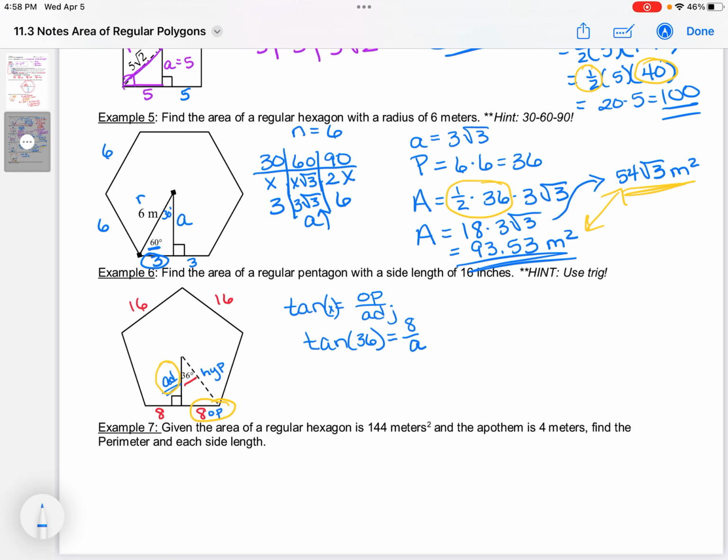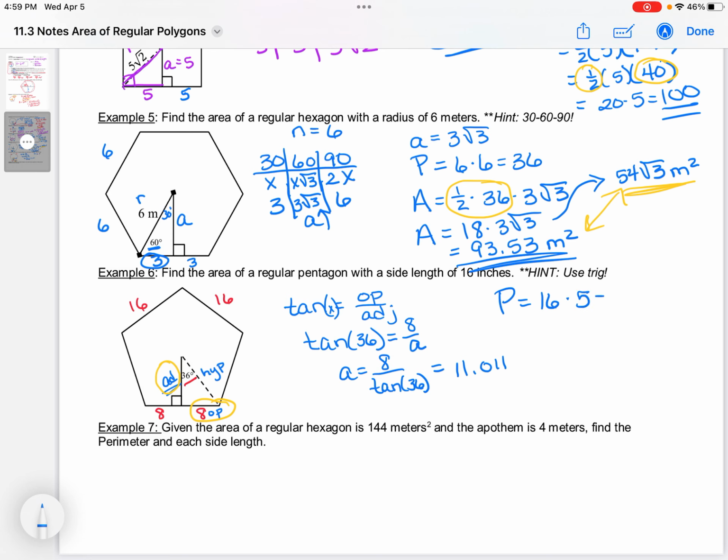All right, so I'm going to have to get my calculator out here, and you'll have to listen to me try and figure it out on my phone. So let's solve. If the a is on the bottom, that means we switch our guys around, which means a is equal to 8 over tan 36. So 8 divided by tan 36 equals 11.011. All right, so that's my apothem.